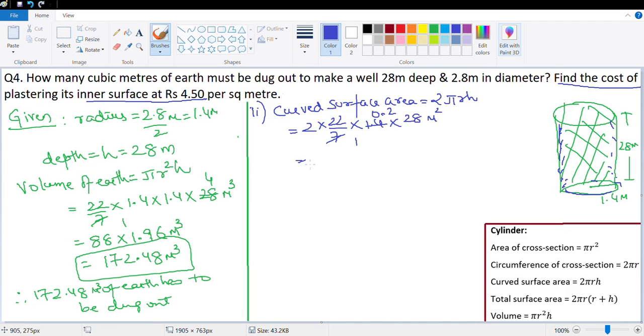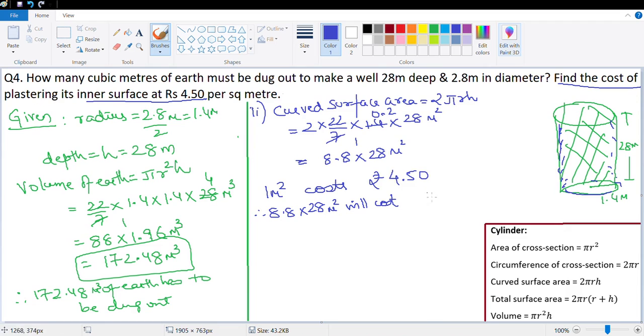So this is 22 into 2, 44. 44 into 2, that's 88. So this is 8.8 into 28 meter square. So that's the total curved surface area. So again, unitary method, 1 meter square costs rupees 4.50. Therefore, 8.8 into 28 meter square will cost rupees 4.50 into 8.8 into 28.